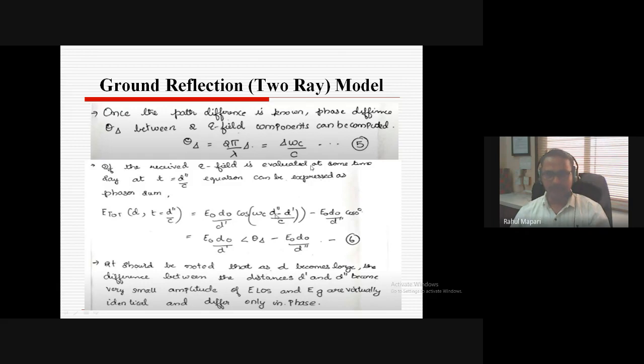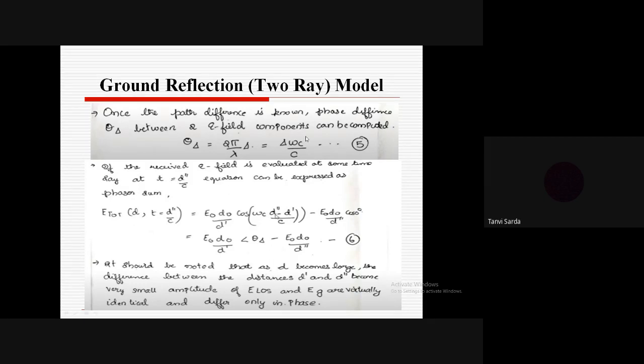Yes, sir. How the phase difference between two electric fields is written. Got it? Sir, can you repeat the phase difference?